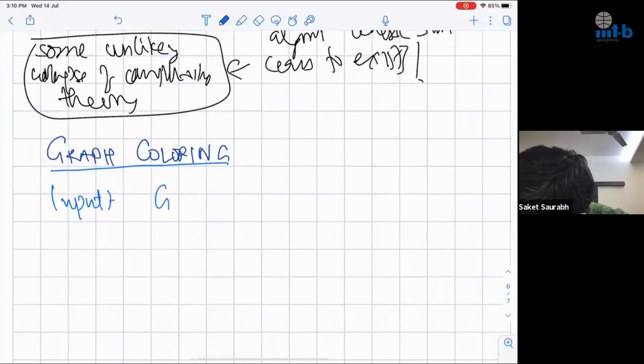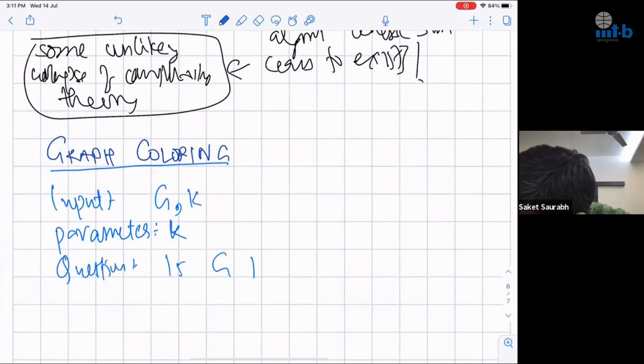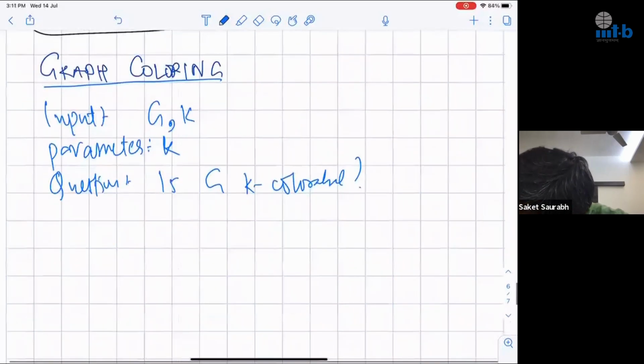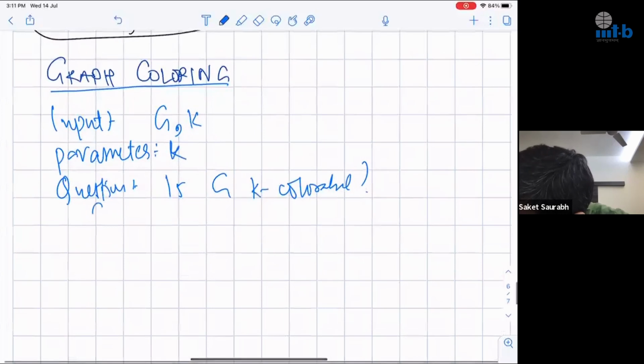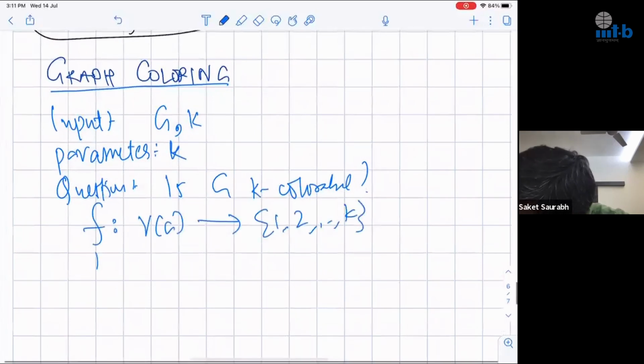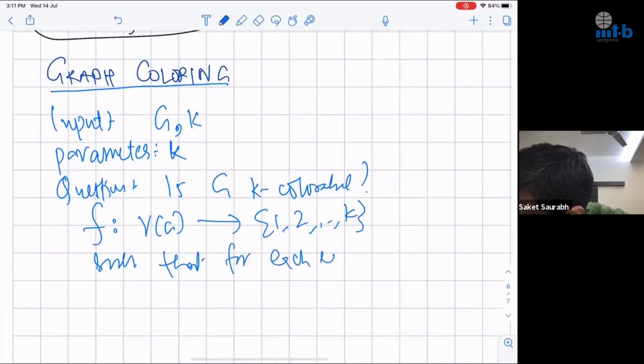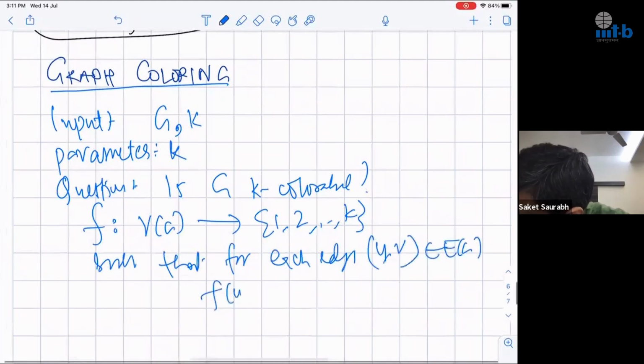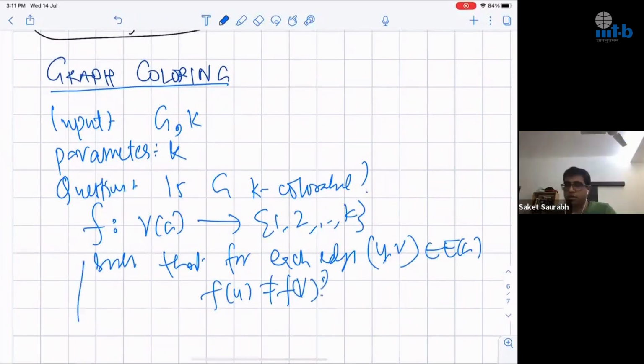Input is G comma k. Parameter is k. Question: is G k-colorable? Meaning, can we find a function from the vertex set of G to integers 1 to k such that for each edge u comma v in E of G, f of u is not equal to f of v? Okay, so this is basically what colorable means.